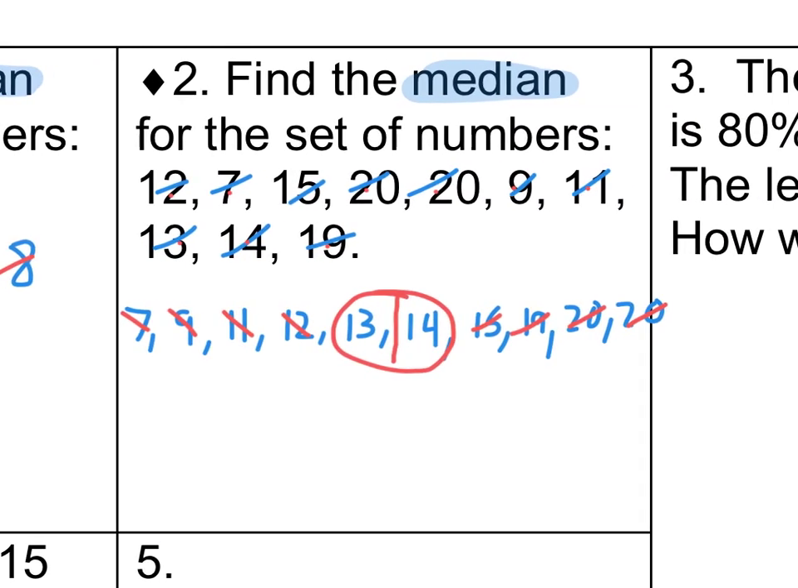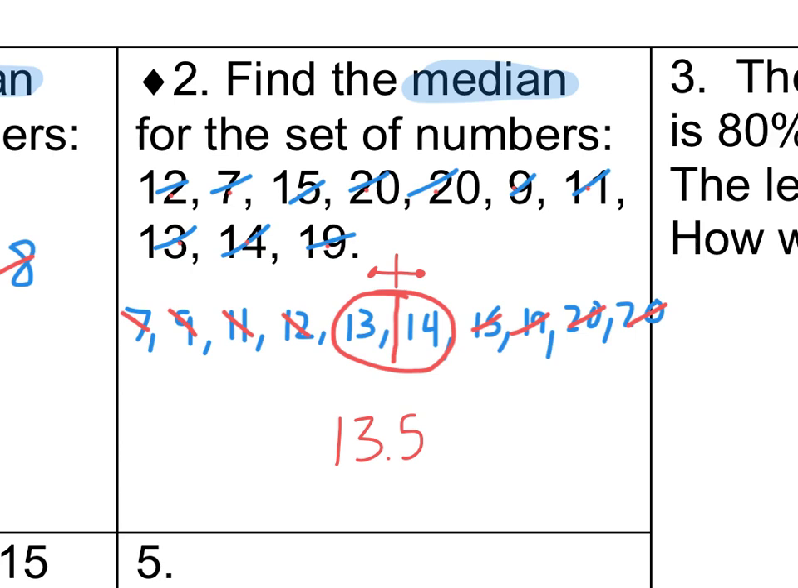This one has an even number of data. So if you count them, 1, 2, 3, 4, 5, 6, 7, 8, 9, 10 numbers, that means we're going to have two numbers in the middle, 13 and 14. So we're looking for what's between 13 and 14. So if we're on a number line, and this is 13, this is 14, what comes right in the middle? It would be 13 and a half, right, or 13.5.